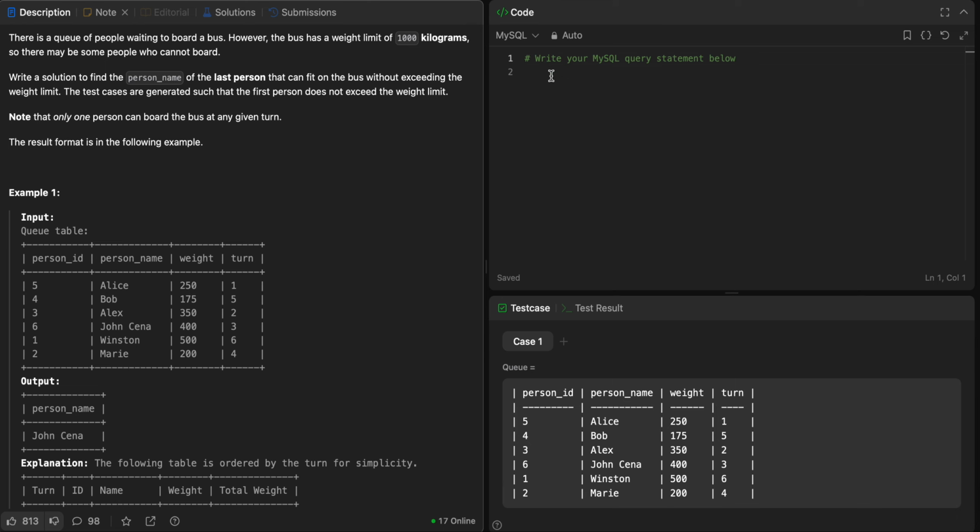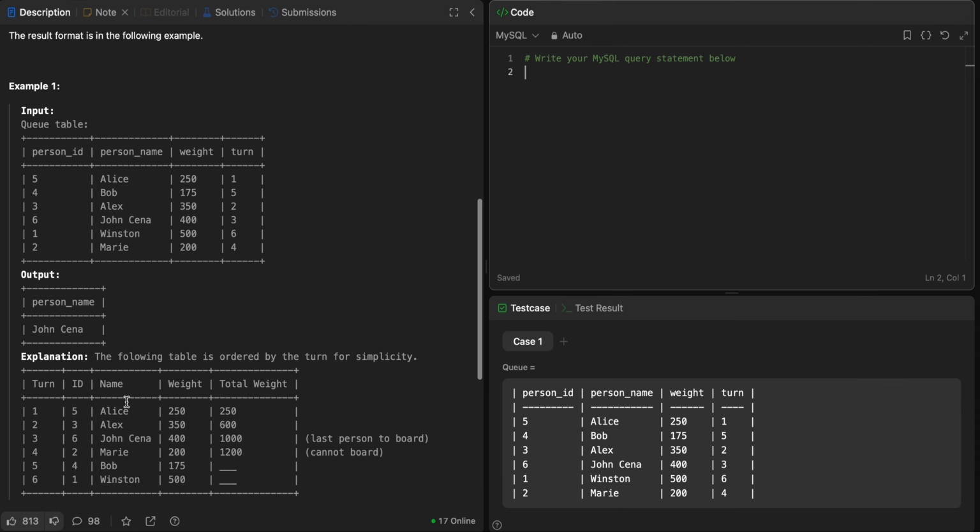creating two temporary tables. First, for sorting the queue on the basis of turn, and second, for the running total of weight like this. First, according to turn, 1 is 50, then in turn 2 we will get 250 plus 350, just like that. When it goes above 1000, then that person will be the last. Okay, so let's start with our question.